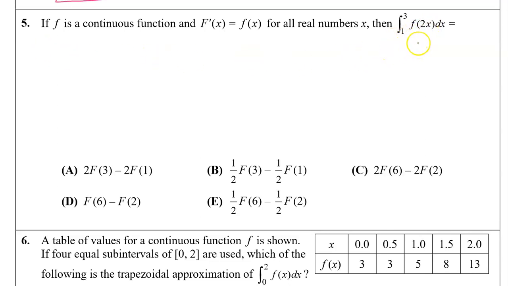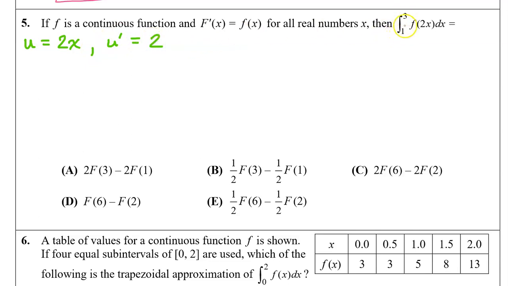I'm going to show this in two ways. First, I'm going to do it by changing the limits of integration, and then I'll show you how to do it without changing the limits of integration. You can decide for yourself which way seems easier. So let's let u equal 2x, because that's what is inside the function. If u is equal to 2x, then that means u prime will equal 2.